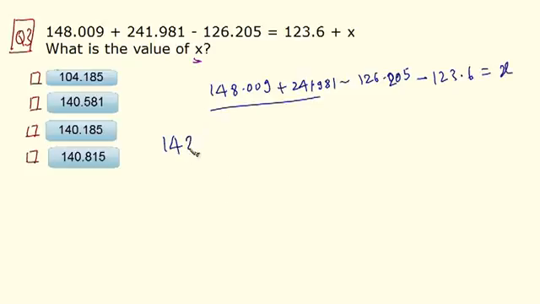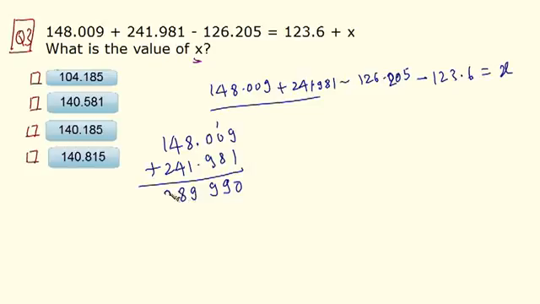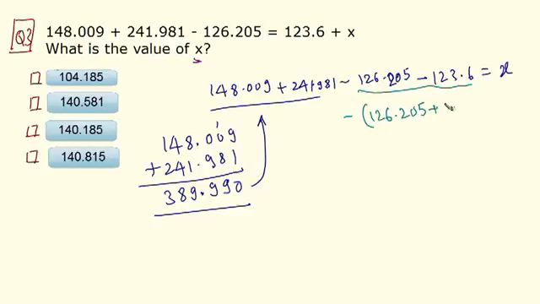So 148.009 plus 241.981. So 9 plus 1 is 10, 1 carry, 8 plus 1 is 9, 9, 8 plus 1 is again 9, 4 plus 4 is 8, 2 plus 1 is 3. So we have 389.990. And then we have to subtract from it the addition of these two terms. So this becomes minus, if we put on brackets, 126.205 plus 123.6. So let's add these.